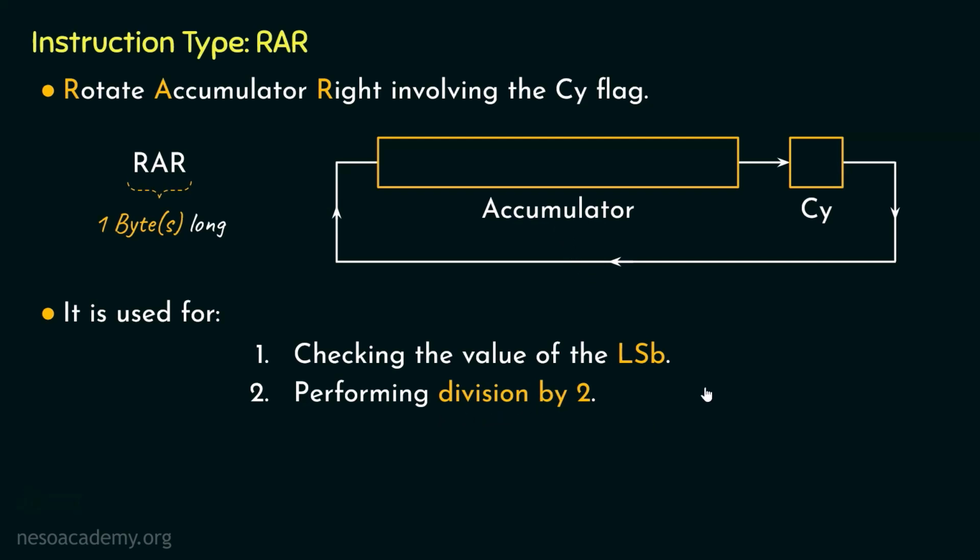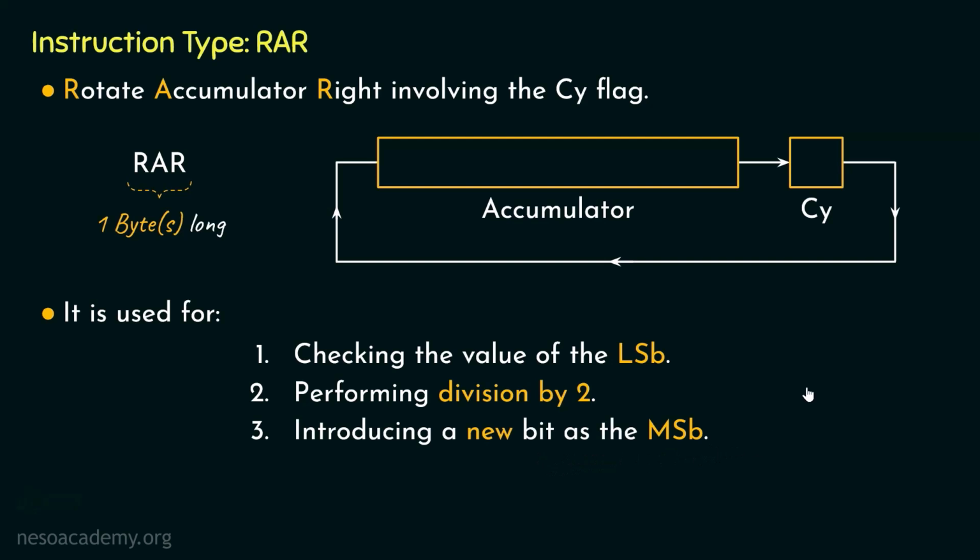Because division generally decreases the value, right? So anyway, if we choose the carry flag's content carefully, we can also perform division by 2 using the instruction type RAR. Now you might be wondering, then what is the usage of RAR? Well, it is mainly used to introduce a new bit as the most significant bit.